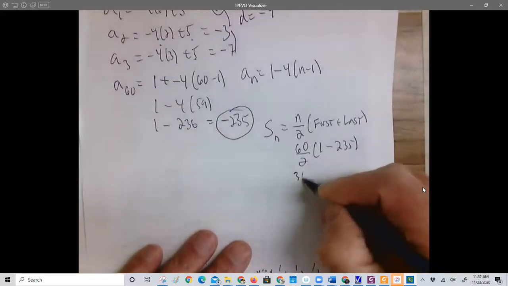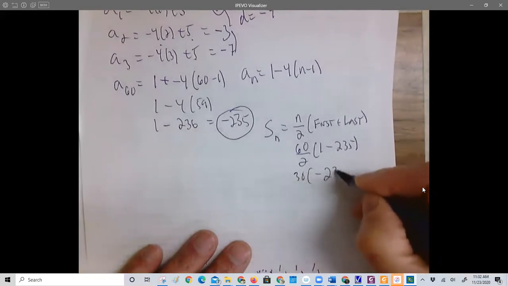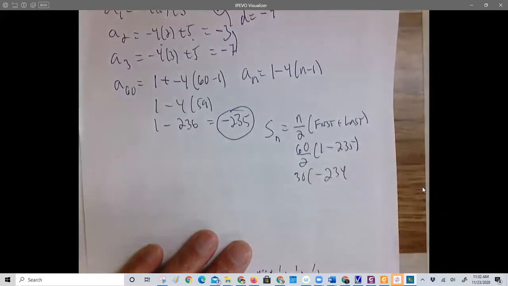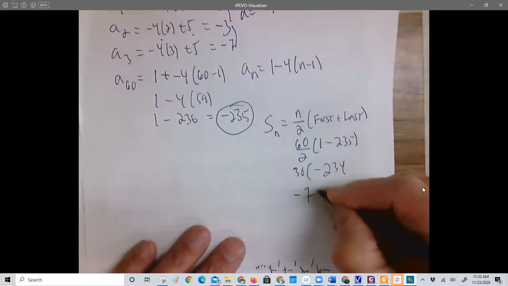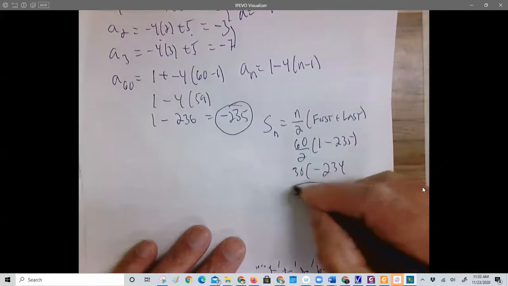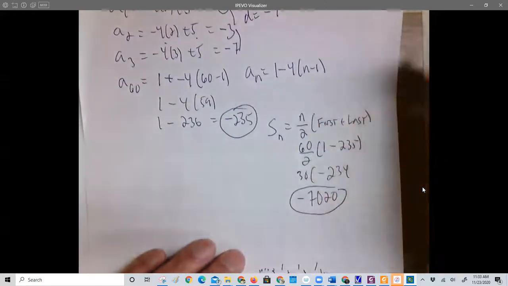And so that'll be 30 times -234, which is, oh, I don't know. Let's see, 234 times 30, it's -7020. So that's the sum of the first 60 terms.